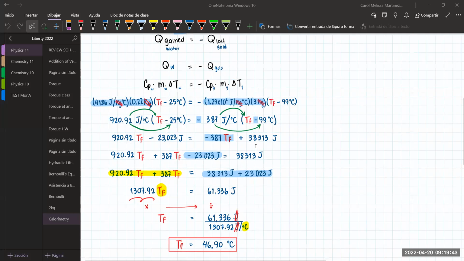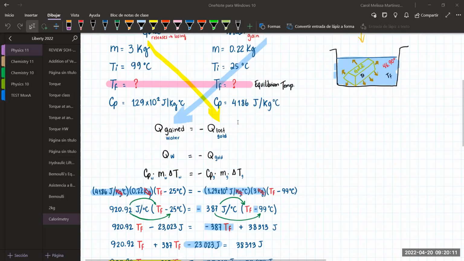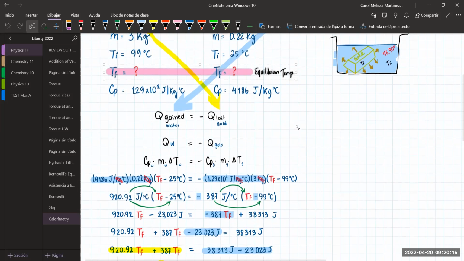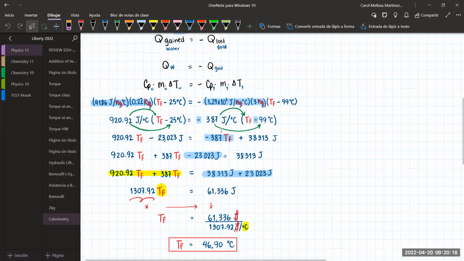From this procedure, do you have a doubt? Just remember, when you're looking for a final temperature, it is common in both objects, okay? Because it's common in both objects, you're going to have the unknown on both sides of the equation. So the isolation process is going to be a little bit longer, but still, you can do it, okay? It's just going to take a few more steps, but in the end, it is the same idea.